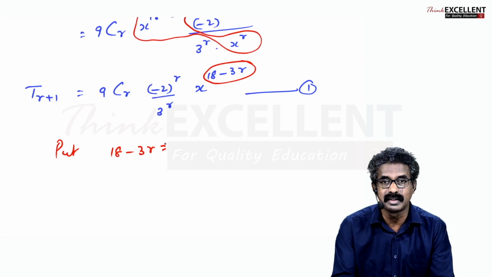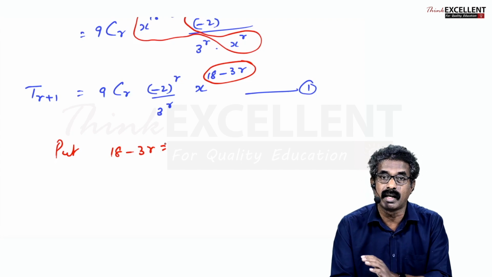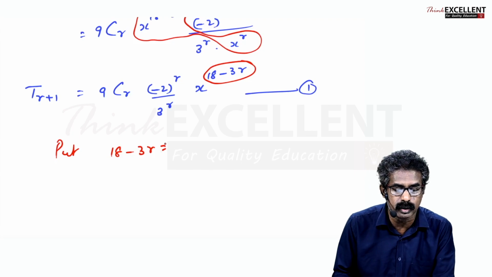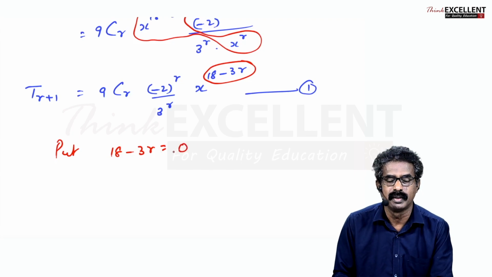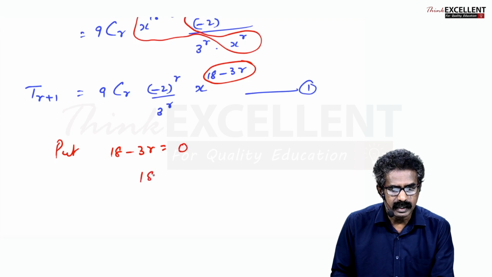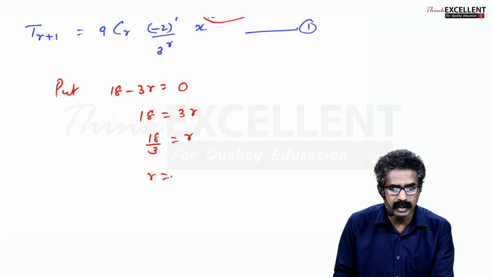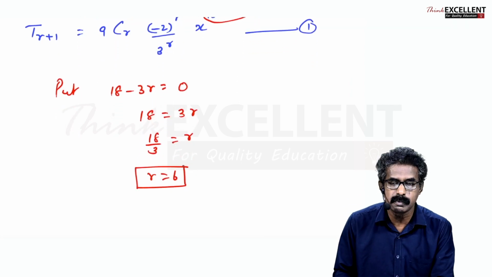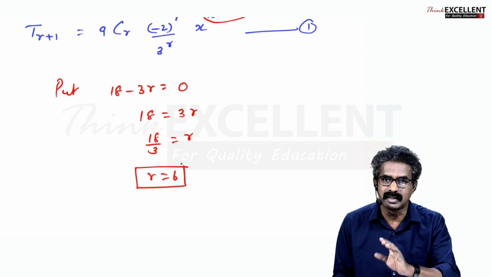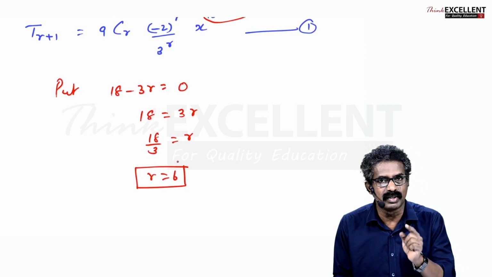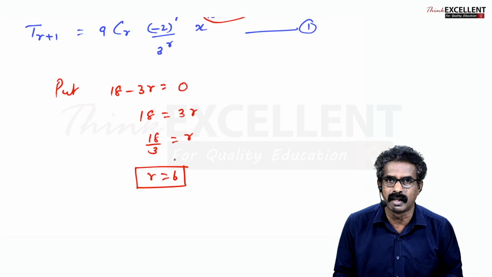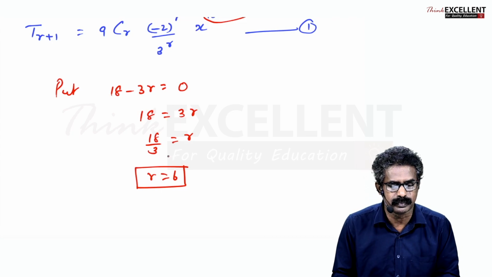If it is the constant term or the term independent of x, meaning there is no x term, so equate the power with 0. So 18 is equal to 3r. So r is equal to 18 by 3. So r is equal to 6. It is a positive integer. It is possible. So definitely there is a term independent of x. Already I said if it is a fraction, you say there is no term independent of x. There is no constant term.